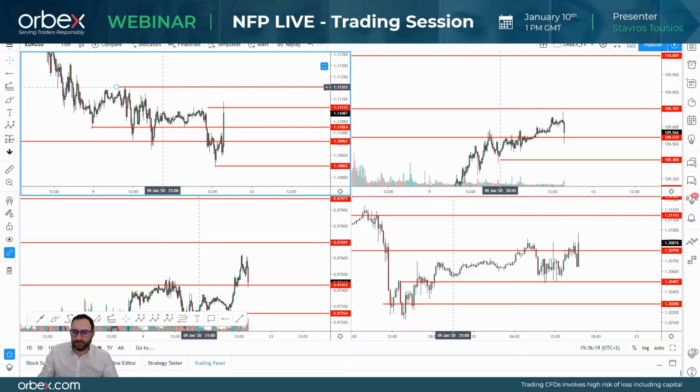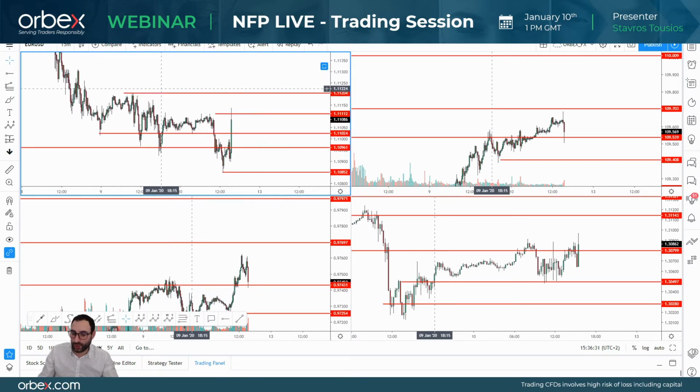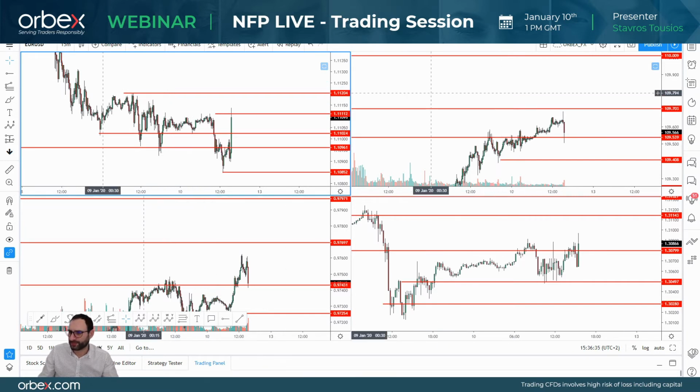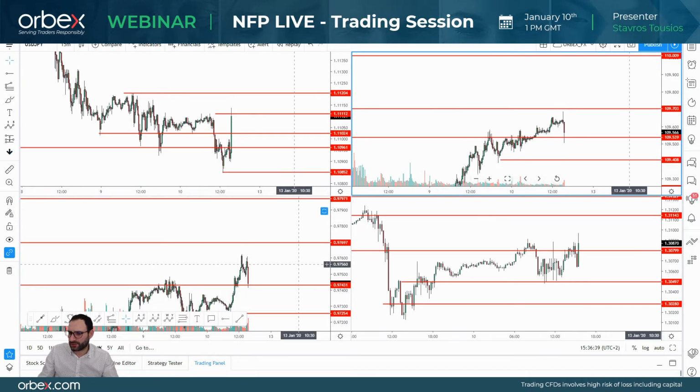So if you have in mind that the spreads are actually quite high during the NFP, I'm pretty sure that is going to help you decide what your stop loss and what your take profit is going to be from now on. Okay, now dollar Swiss is doing okay.